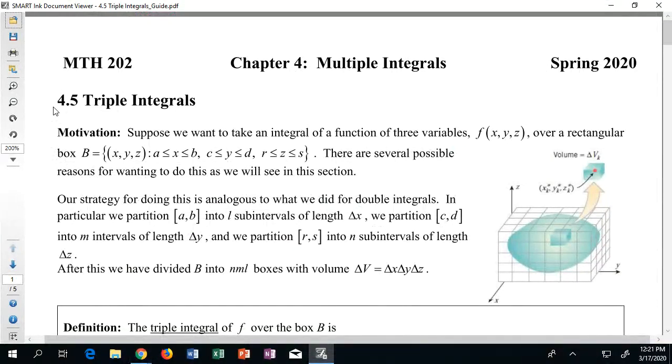All right, everyone. Well, this is going to be our first video of the semester, and we're going to be talking about section 4.5 in here, triple integrals, taking integration to the next level.